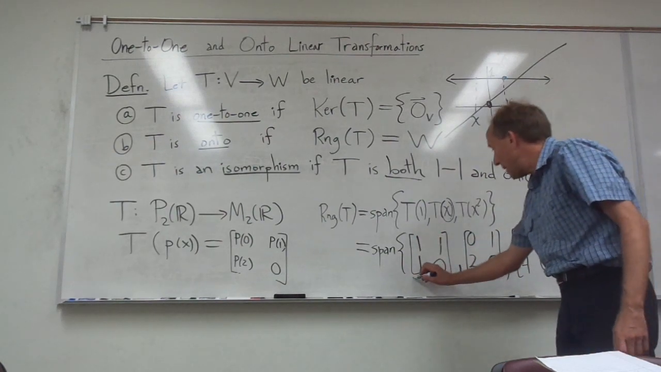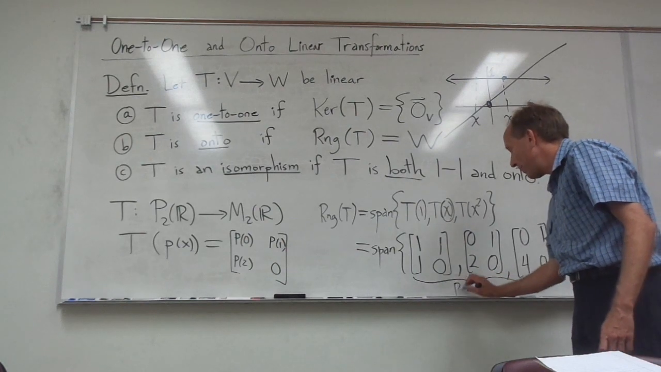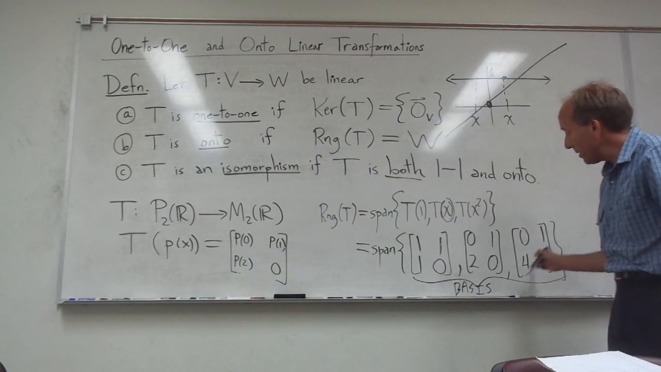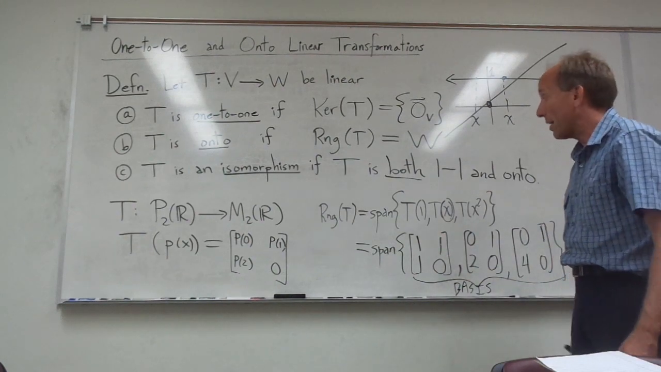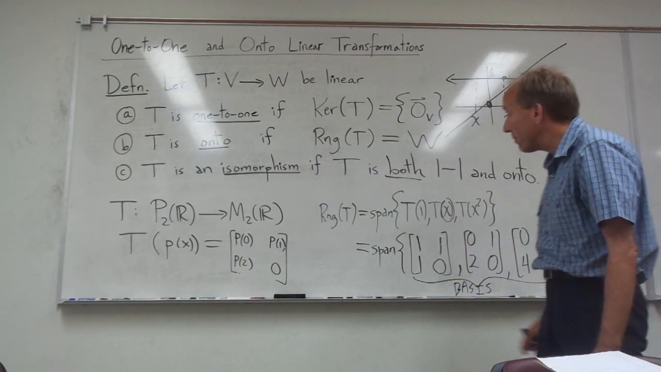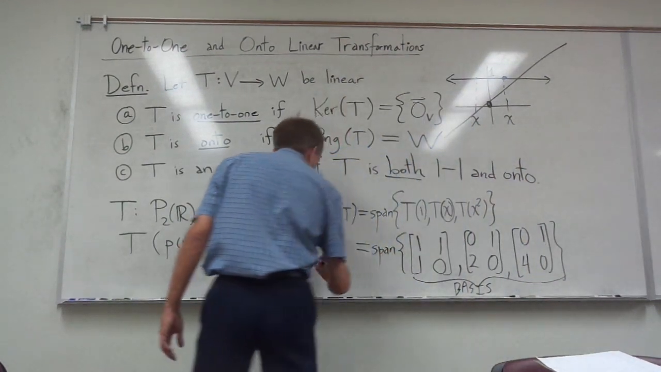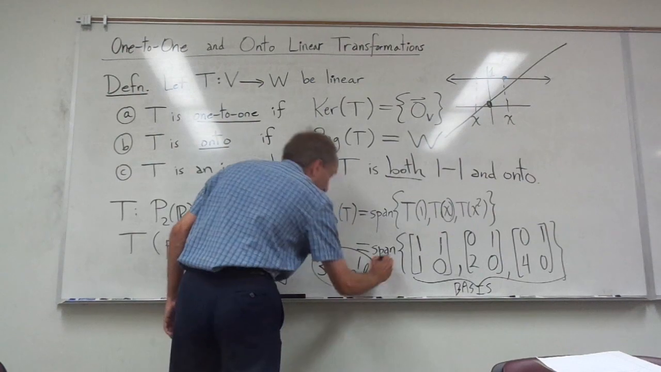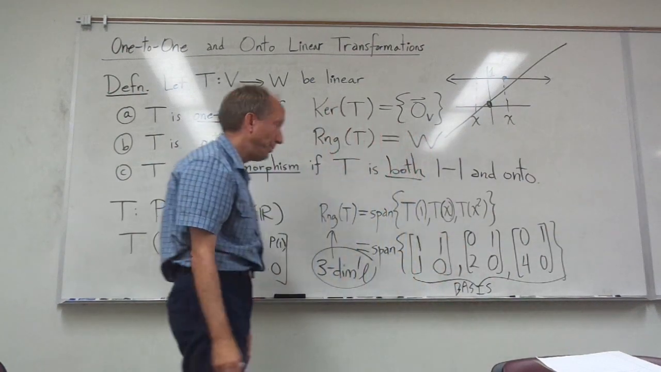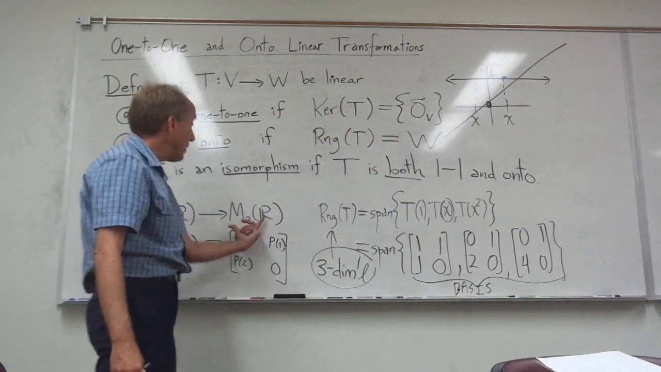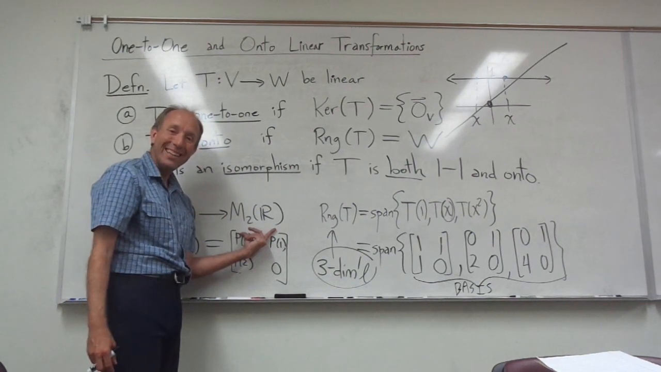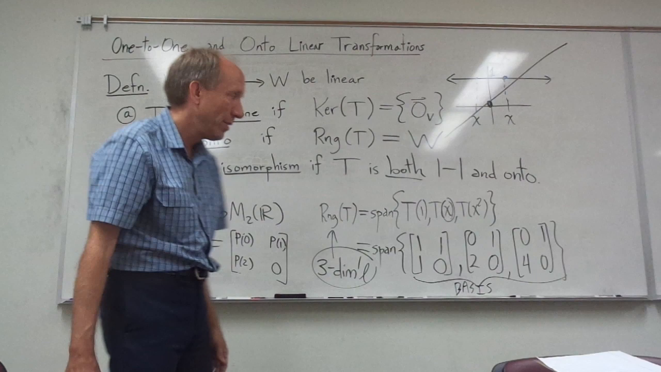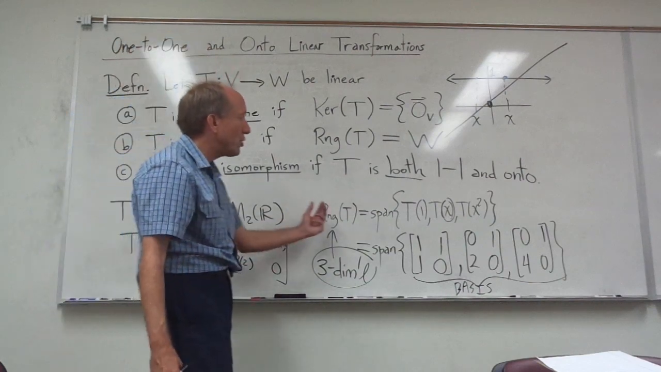My point being, guys, that all 3 of these, you could check it by using the ideas from earlier chapters, but this set of 3 matrices is actually a basis. The dimension of the range is 3. The range is 3-dimensional. The basis has 3 things in it right here. That is not the whole M2 of R. It means that this transformation is not onto. The range is not big enough.